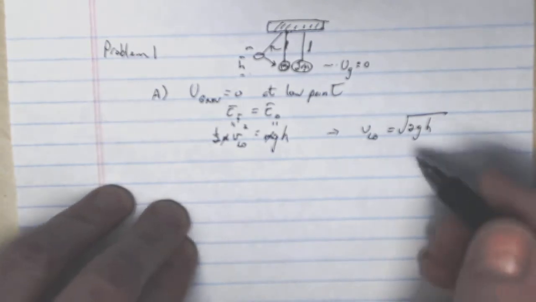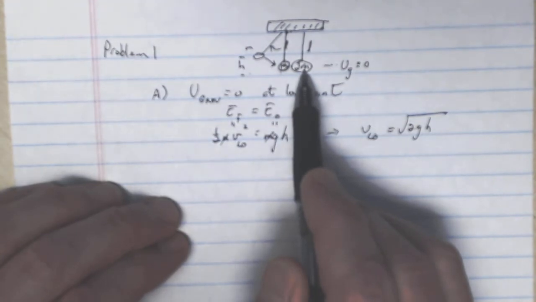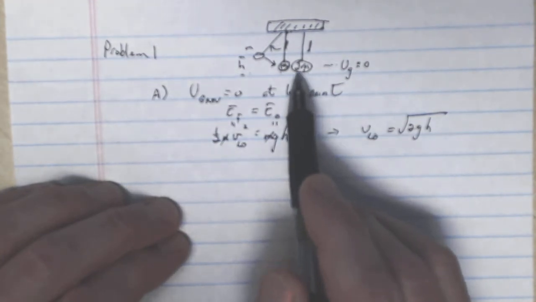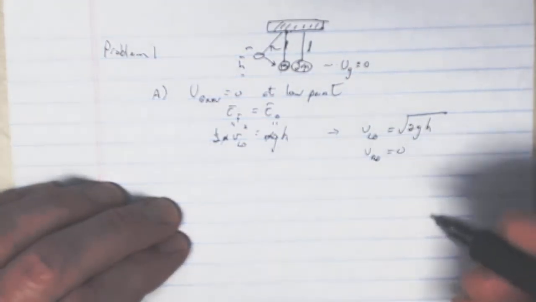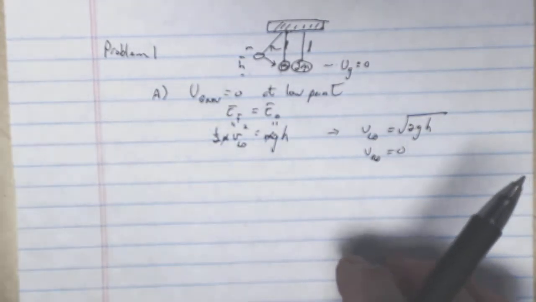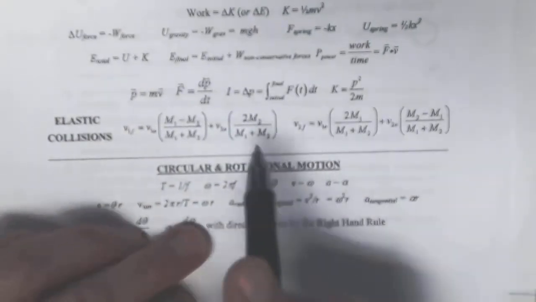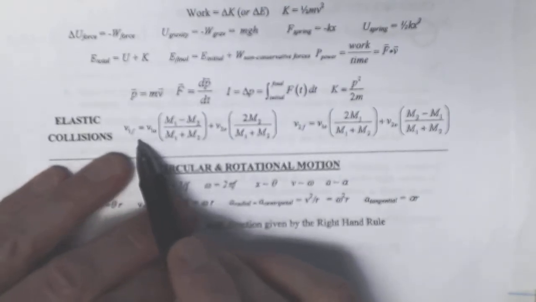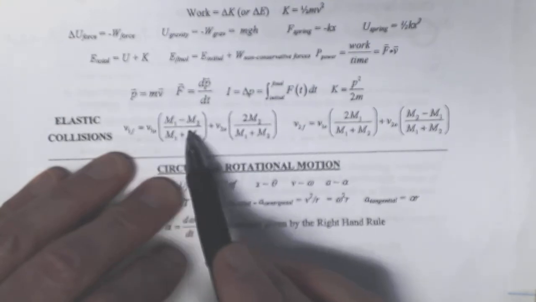Okay, now we can analyze the collision because we know the original velocity of the left ball before the collision. The other ball, the right ball, or the 2m ball, is at rest. So let me just write that down. V_R naught equals 0. The problem tells you that you don't have to analyze this from what I would call first principles, from conservation laws. You may use information from the formula sheet. And you were warned about this in class. I've given you the formula for the elastic collision, the final velocity of the two balls in terms of the initial velocities of 1 and 2. This is 1 striking 2.